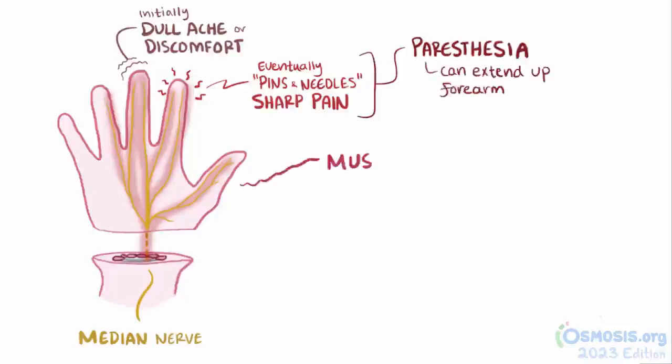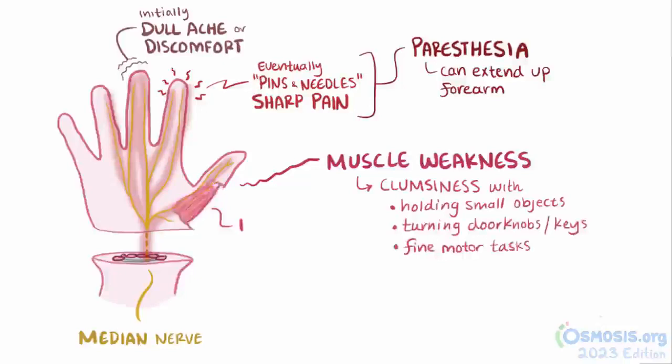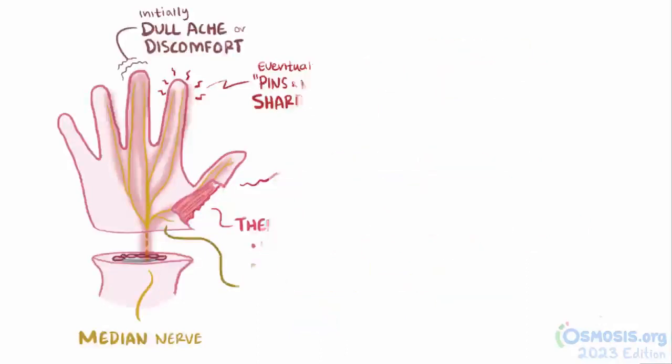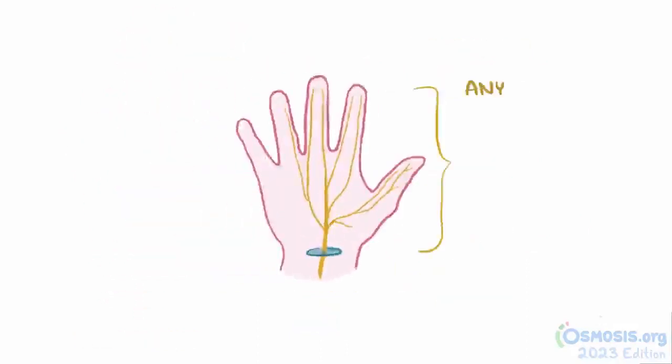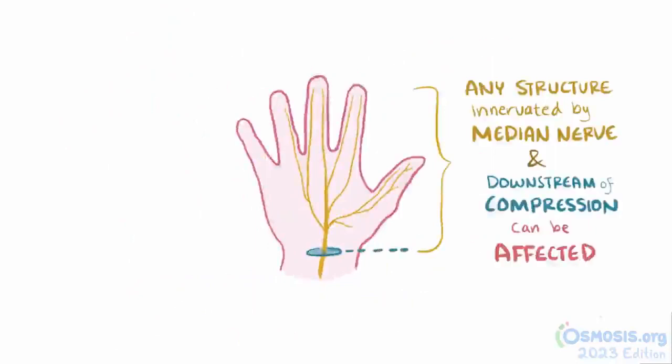People might also have muscle weakness, which can cause clumsiness with tasks like holding small objects, turning doorknobs and keys, or fine motor tasks like buttoning up a shirt. In severe situations, the thenar muscles at the base of the thumb can start to waste away. This happens because those muscles are innervated by the recurrent branch of the median nerve, which arises from the median nerve after it passes through the carpal tunnel. Basically, in a nutshell, any structure innervated by the median nerve downstream of the point of compression can be affected.